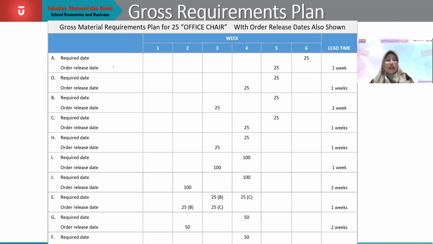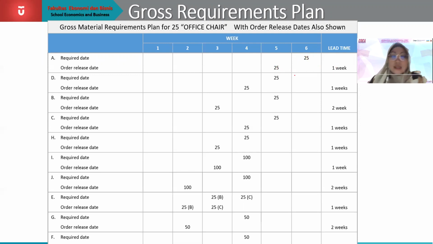Okay, let's begin. The first component is component A. We know that component A has 1 week lead time and needs to be finished in week 6. How can we know this week 6? Because of the previous step when we calculated the lead times. We know that in week 6 you need to provide 25 office chairs. Since the lead time is 1 week, these 25 office chairs must start to be produced in week 5.